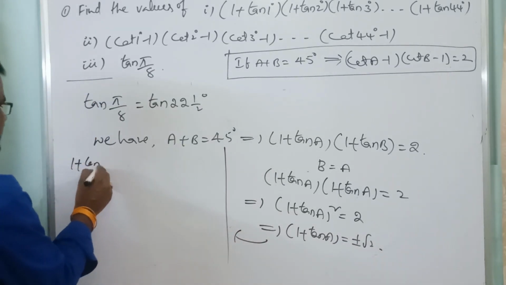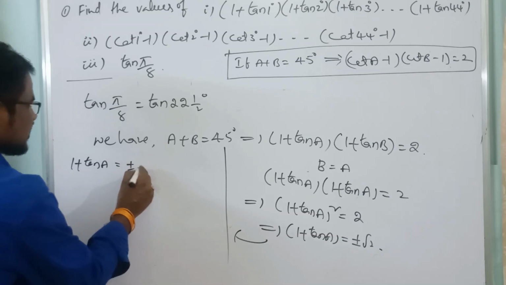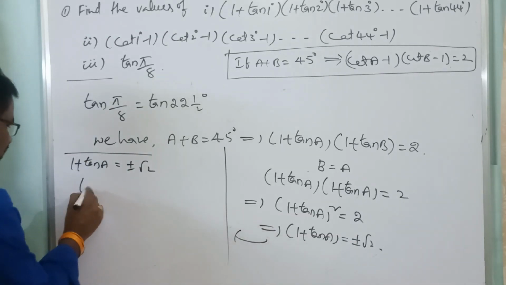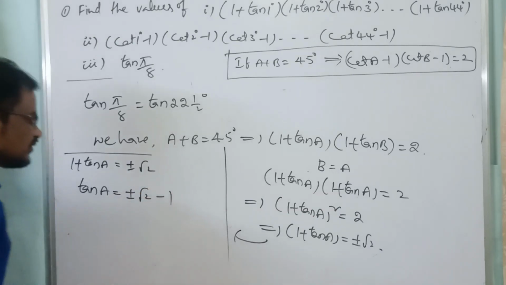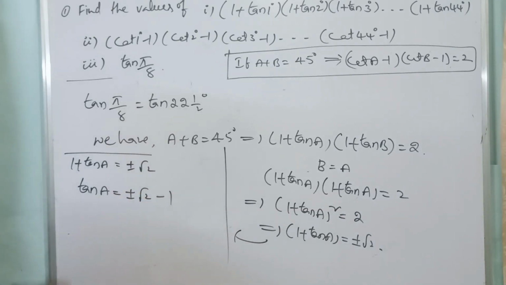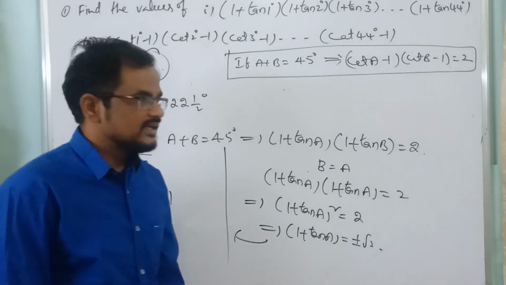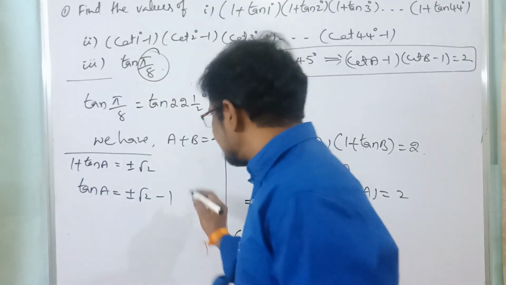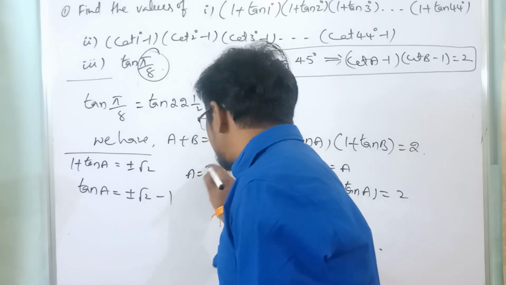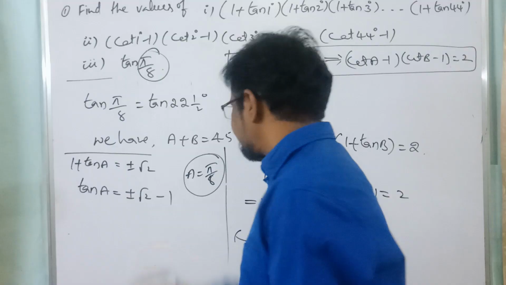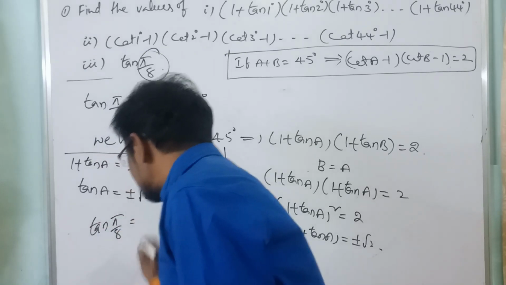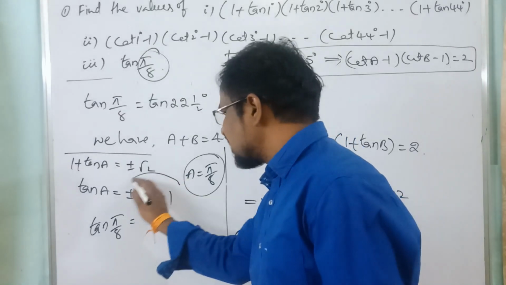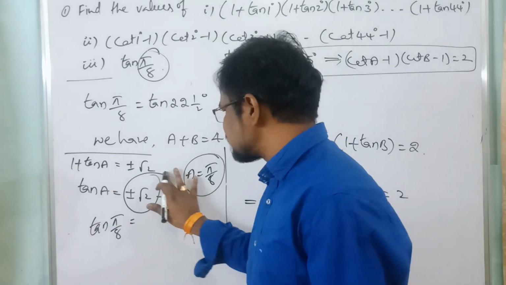Now here, 1 plus tan A equal to what? Plus or minus root 2. Now tan A equals plus or minus root 2 minus 1. But which value do we have to find? Tan pi by 8. So take A equal to pi by 8. So tan pi by 8 is equal to what? Plus or minus root 2 minus 1.